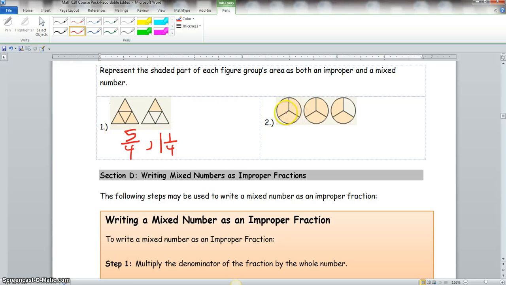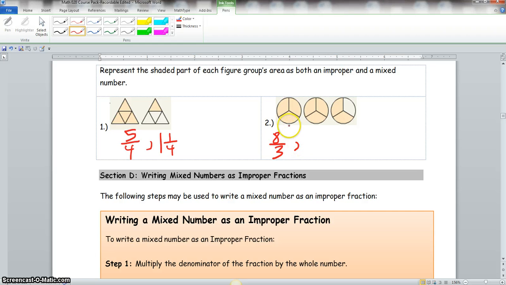Now we come here. We look at these figures here. 3 separate figures cut up in equal parts. So this is cut up into 3 parts, so our denominator would be 3. Now we want to do our numerator. We have 1, 2, 3, 4, 5, 6, 7, 8. So our numerator would be 8. Now that is the improper fraction.